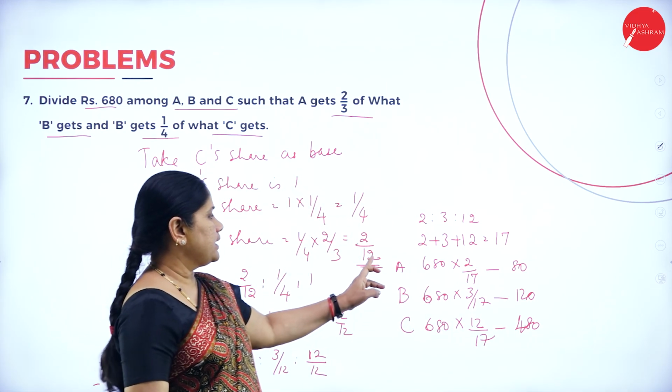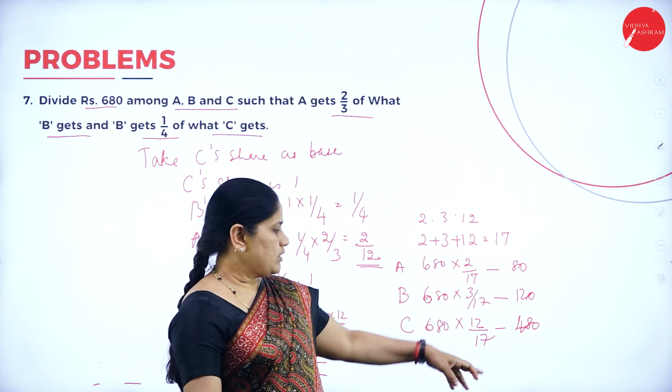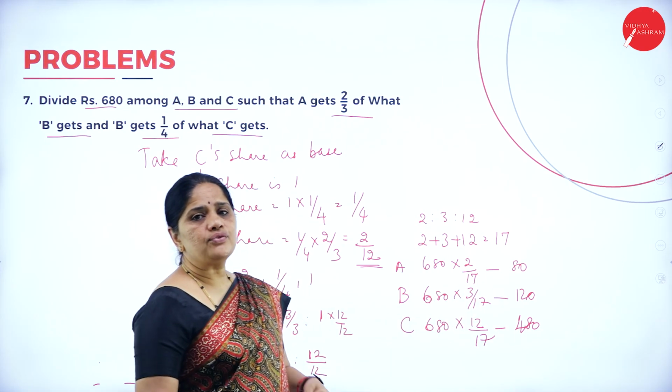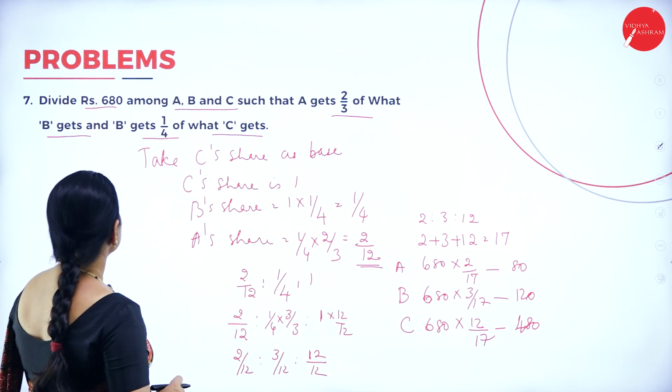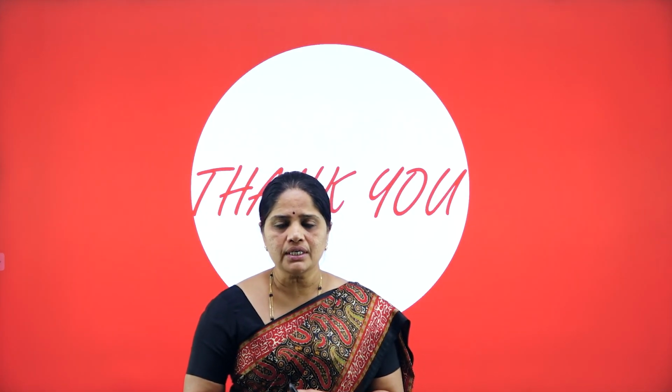So I get the answer as, when I divide A 680 into 2 by 17, I get 80. So B share will be 120, C share will be 480. So this is the answer. With this, we come to the end of this session. Thank you.